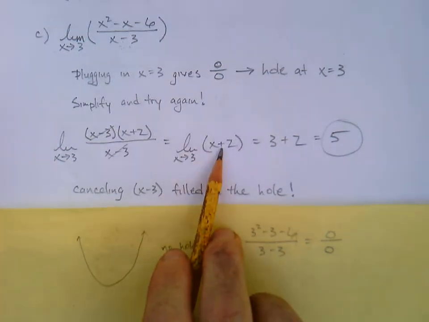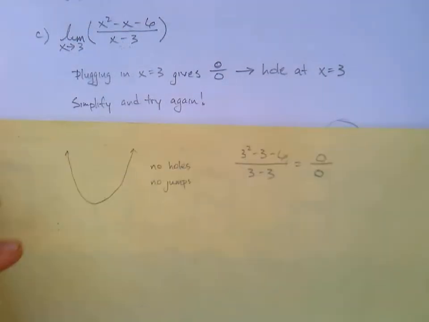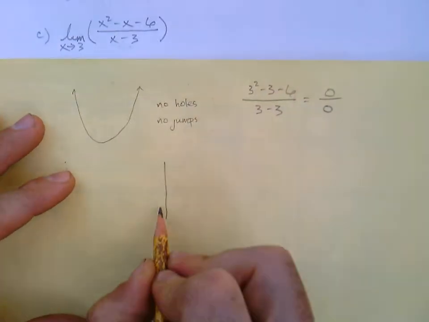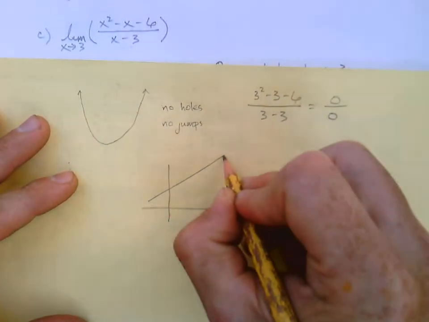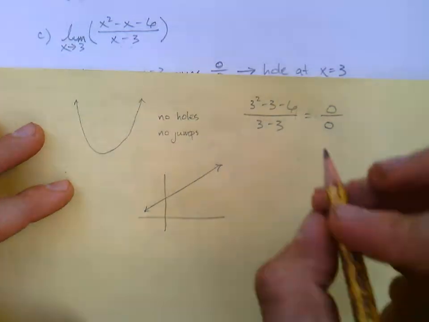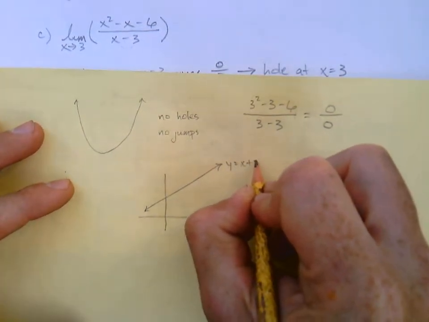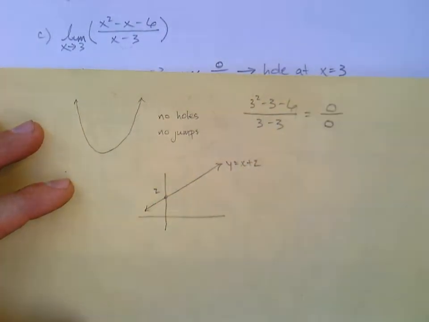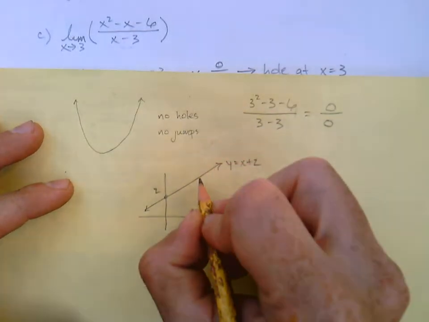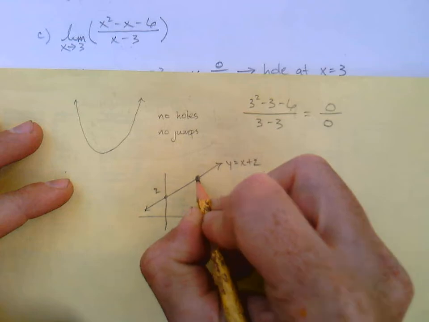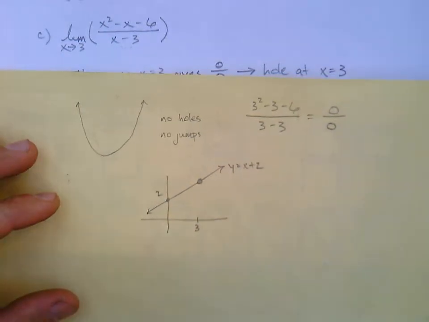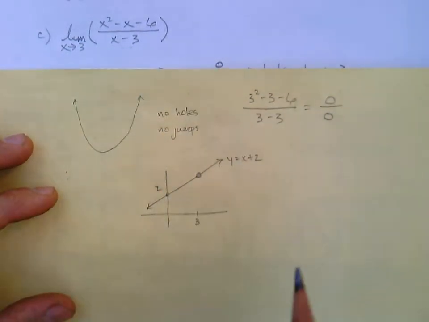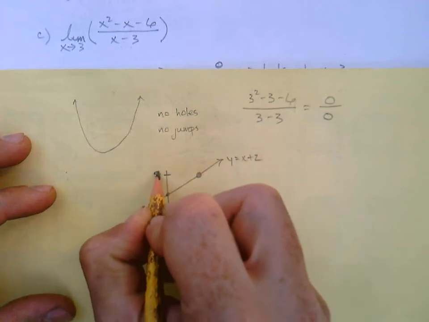So what is that? I mean, that's just a line. If you were to graph that, x plus 2, it's just a quick y equals x plus 2. Goes through 2 there. So 3 would be out here someplace. So what's going on? That first function, this guy, has a hole, and it occurs up here at 5.